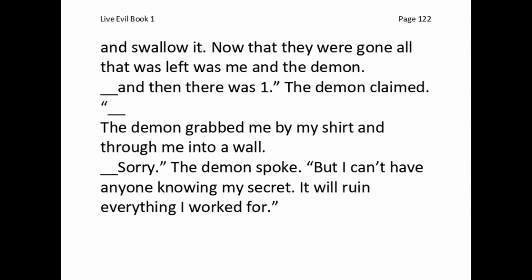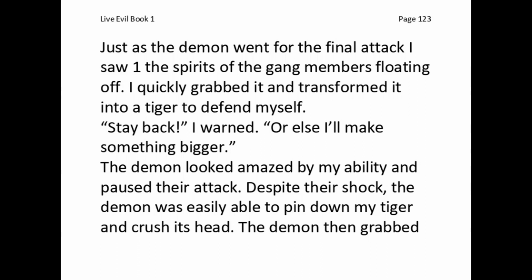Just as the demon went for the final attack, I saw the spirits of the gang members floating off. I quickly grabbed one and transformed it into a tiger to defend myself. "Stay back," I warned, "or else I'll make something bigger." The demon looked amazed by my ability and paused their attack. Despite their shock, the demon was easily able to pin down my tiger and crush its head. The demon then grabbed me by my neck with their snake-like tail and pinned me to a wall.